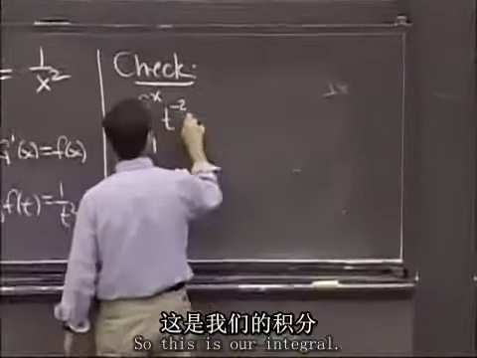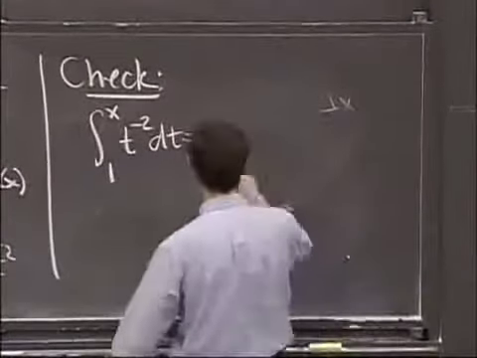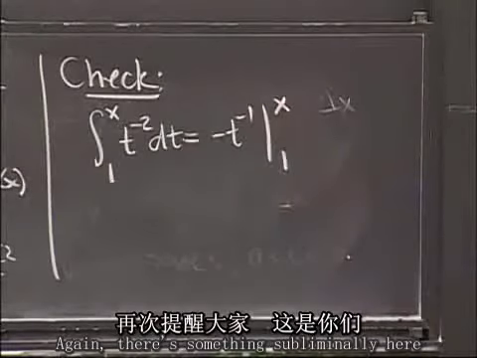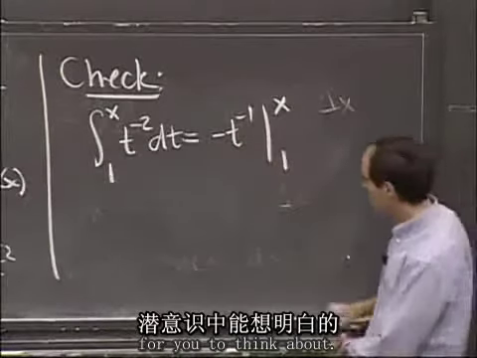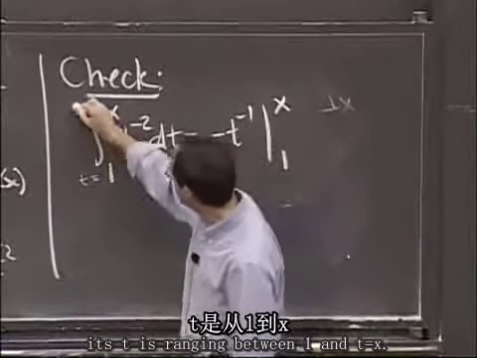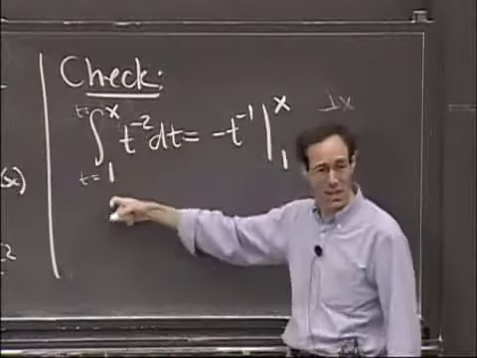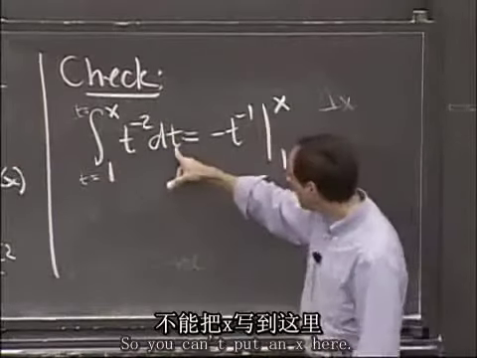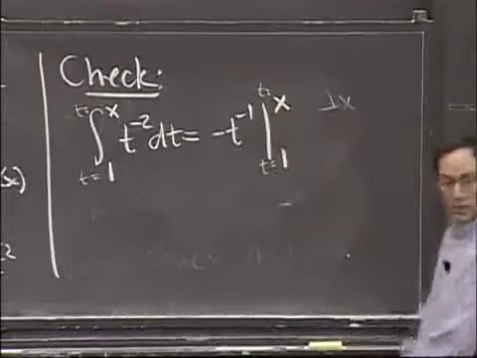So this is our integral, and we know how to do it. And this is minus t to the minus 1, evaluated at 1 and x. Again, there's something subliminally here for you to think about, which is that, remember, t is ranging between t equals 1 and t equals x. And this is one of the big reasons why this letter t has to be different from x, because here it's 1 and there it's x. It's not x. So you can't put an x here. Again, this is t equals 1 and this is t equals x over there.